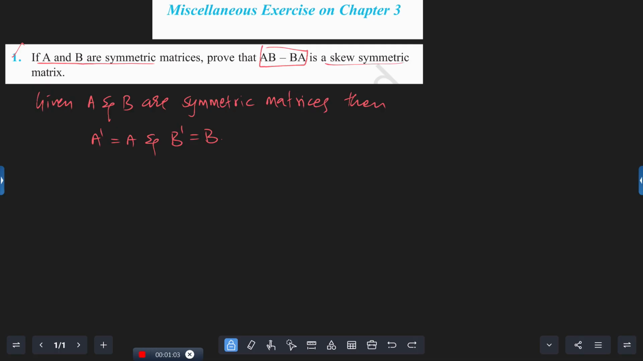Generally, for skew symmetric, what do we know? A dash is equal to minus A. It means when you take the transpose of a matrix, it should give the negative of the matrix. Then we can say that it is skew symmetric. But here it is not for a single matrix. They have given the AB multiplication and the BA multiplication, and they are asking for the subtraction. So we have to prove that AB minus BA is skew symmetric.